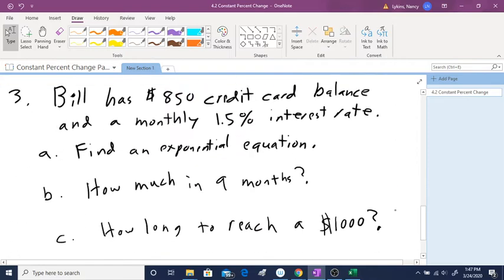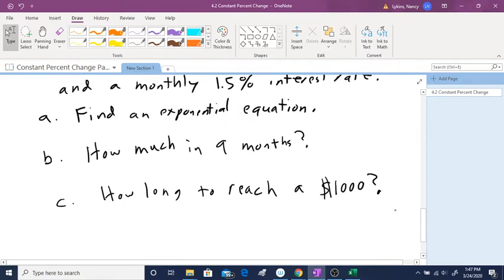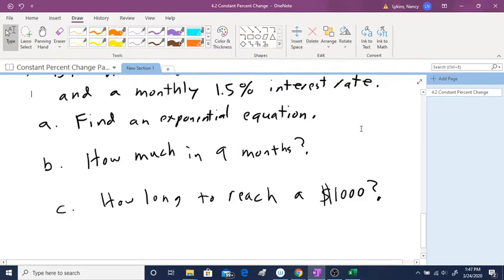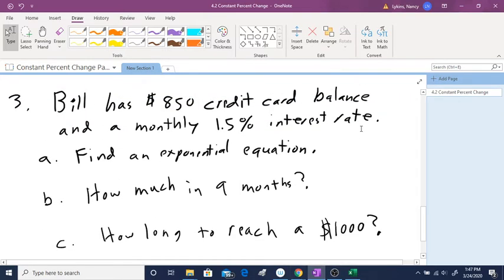Now, my last one, and then I'm going to start part 2, is, let me scroll back up here real quick. Okay, we're going to say Bill has a credit card balance of $850, and he has a monthly interest rate of 1.5%. So even though 1.5% looks really good, the key to this is that it's a monthly rate. It's not a yearly rate.